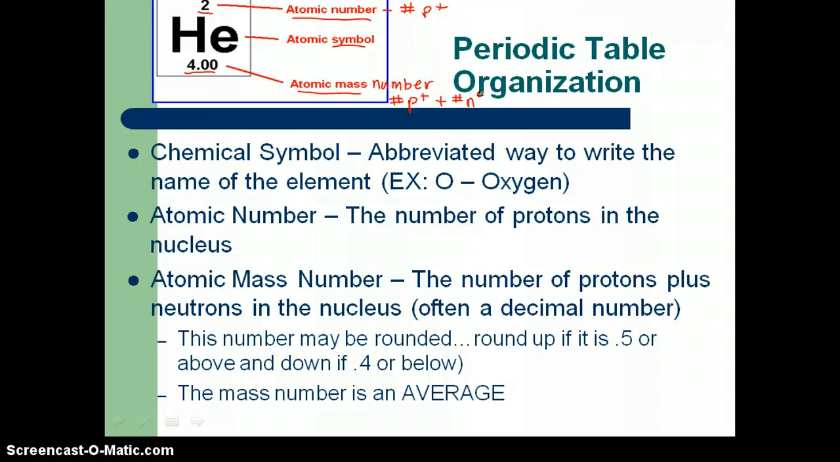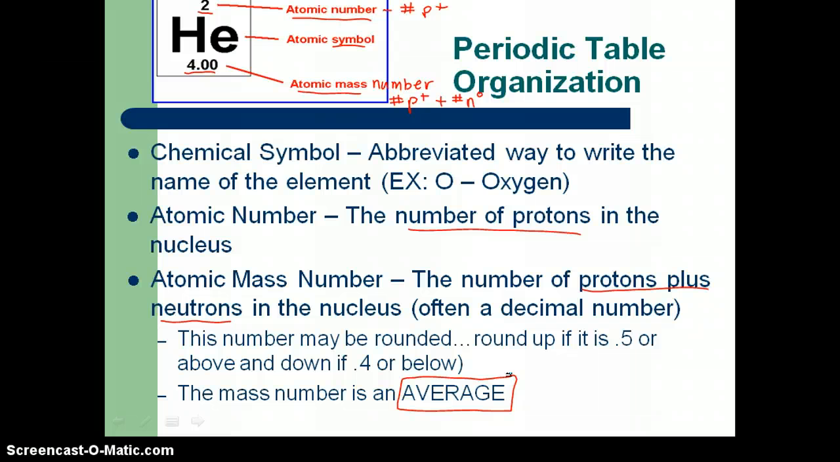Okay, so the chemical symbol is just an abbreviated way to write the name of the element. The atomic number is the number of protons. The mass number is protons plus neutrons. And that number is rounded. The reason it's a decimal is that it's an average of all the different isotopes. We're going to get to that word today as well. It's an average of all the isotopes of that particular element.